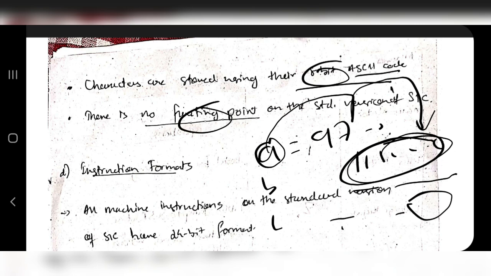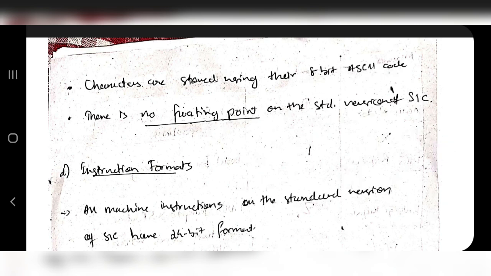There is no floating point in the standard version of SIC. So floating point numbers cannot be stored. Meaning if I have to store 54.8 in SIC, it cannot be stored. Okay, but in SIC XE it can be stored. That will be discussed in the SIC XE part. Okay, so this was the third part, which is data formats. Next one is the instruction formats.